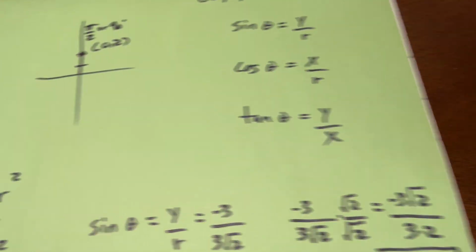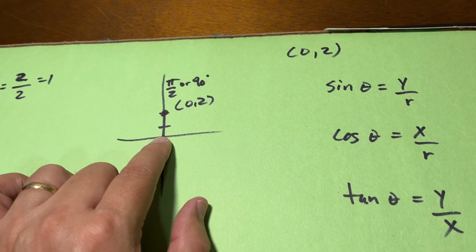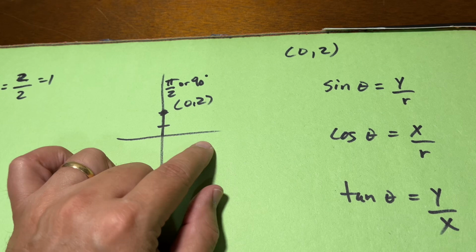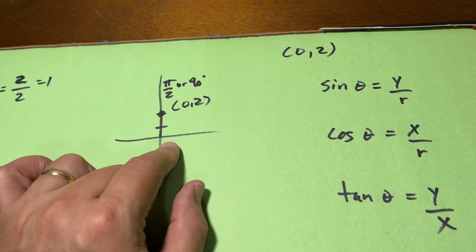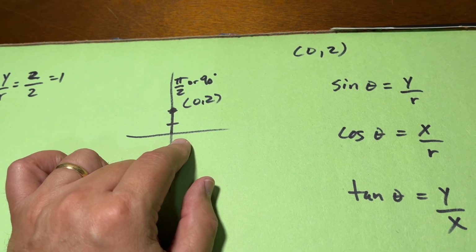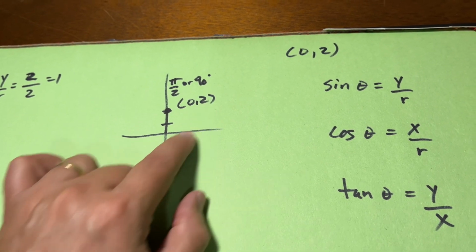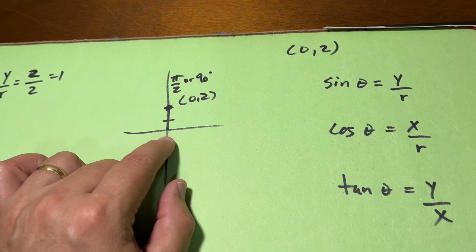People bring up this example. They say, well, okay, so what about (0, 2)? So if I go over 0 and up 2, I have this point. Can't really draw a triangle out of that. So how do you find the r value? Well, that's a great question. So I want you to think about this. This is x, this is y, and we are talking about this angle here.